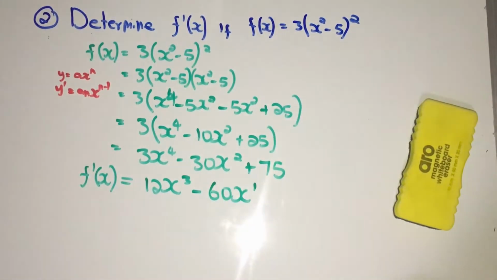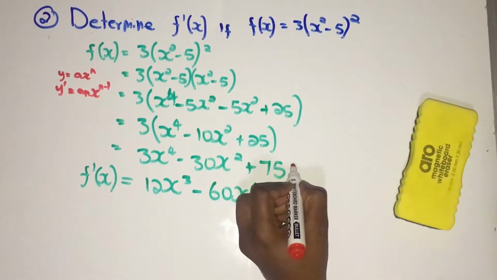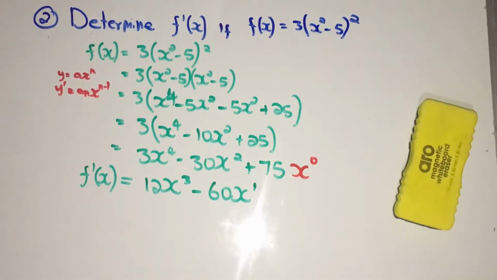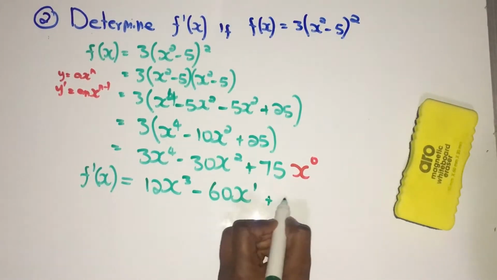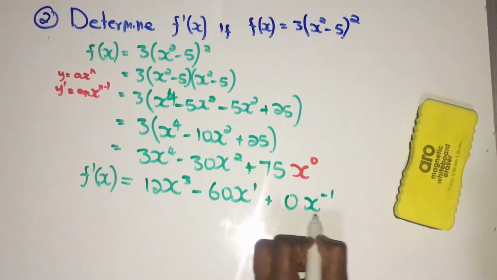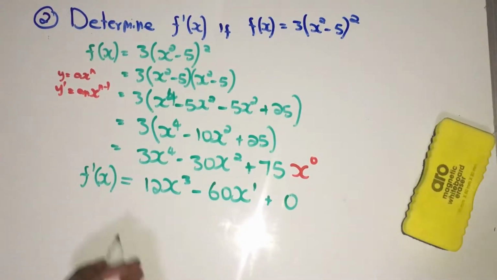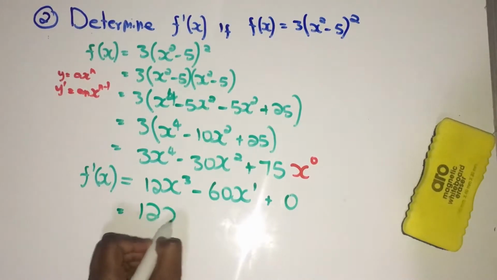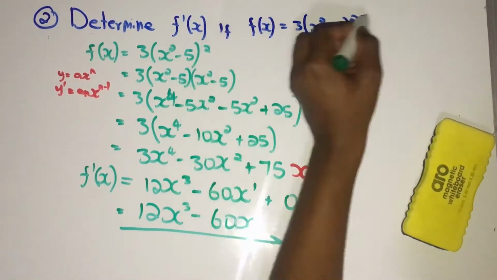So 75 can be thought of as 75x to the 0. We know the derivative of a constant is 0, but I just want to show why it is 0. When you differentiate this, it's going to be 0 by 75, so that's plus 0, and then all into x to the 0 minus 1, that's minus 1. So this whole thing is 0, you see. That's why we're saying the derivative of any constant is 0. So now our final answer would just be 12x cubed minus 60x. That would be the derivative of that function.